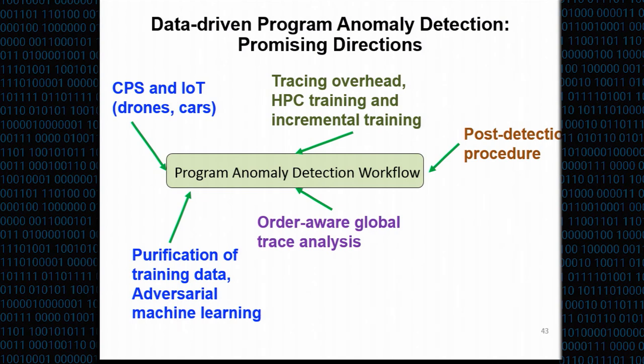Post-detection procedures. So far, people would publish papers, say, okay, we catch this alert, that alert, our job is done. But if you want to make it a real practical tool for the security analyst, they have to be told how to diagnose the alert, and how to locate the alert, map the alert to the original program. Right now, the alerts are just based on traces, call traces. There are not a lot of tools. In the software engineering community, fault localization has been very well studied. I believe a lot of techniques could be applied here.